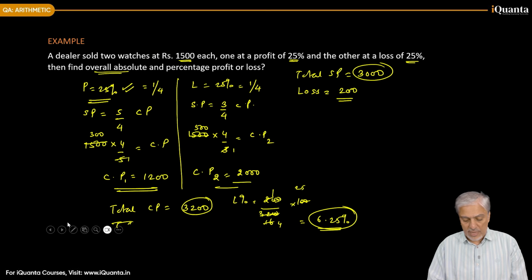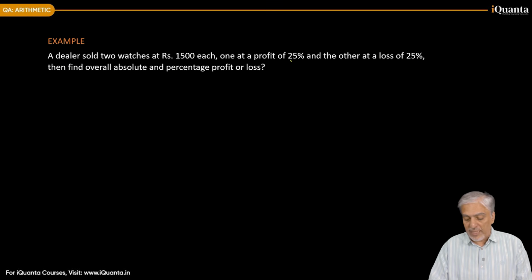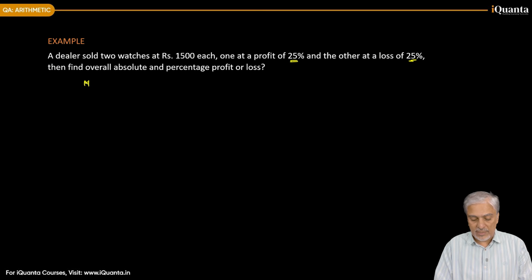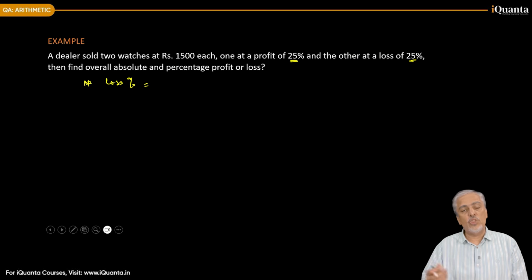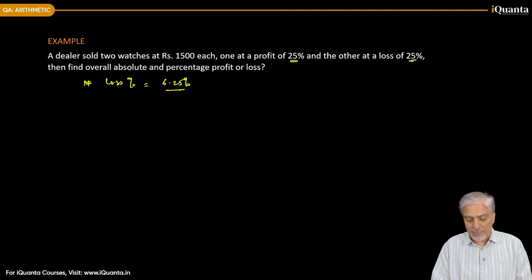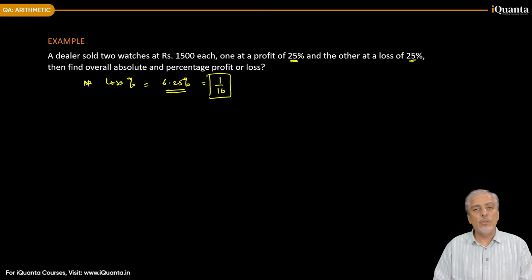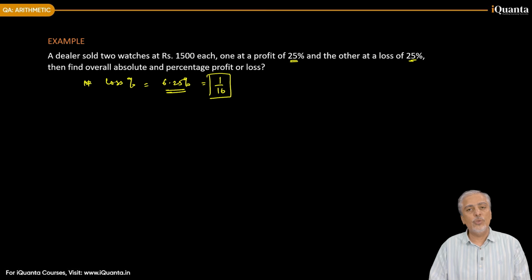Suppose I had to do the same question again, but if I knew the formula or the concept. So from 25 and 25, I know that the net loss percent would be X square upon 100. That is 25 into 25, 625. 625 upon 100 is 6.25%, right? Now, 6.25% from fractions we should know is 1 by 16. 1 by 16 is 6.25%.